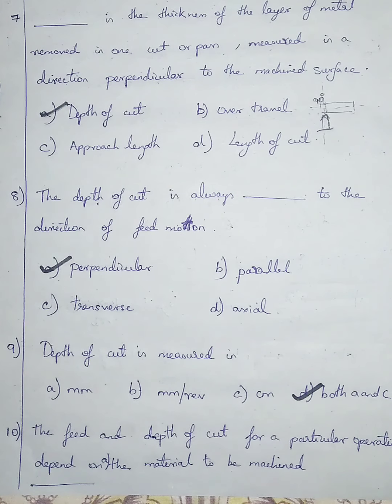Question number 10. The feed and depth of cut of a particular operation depend upon. Option A is the material to be machined.